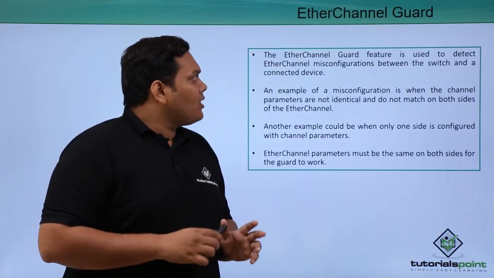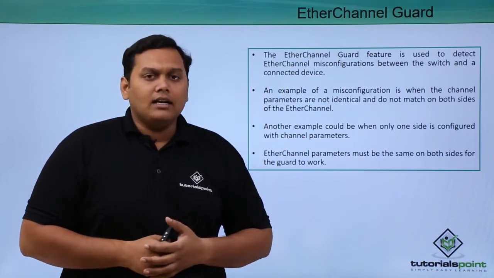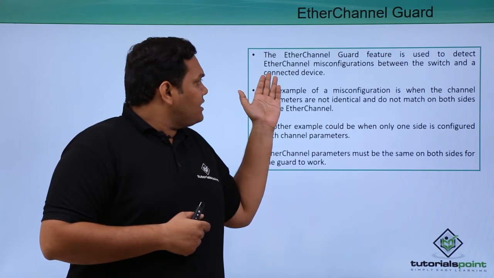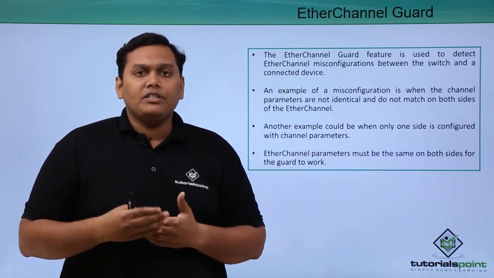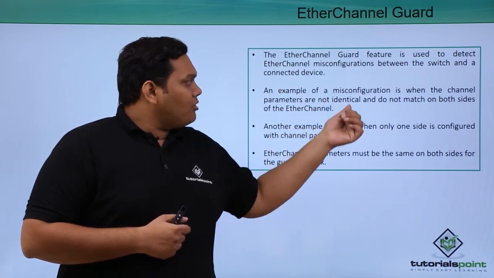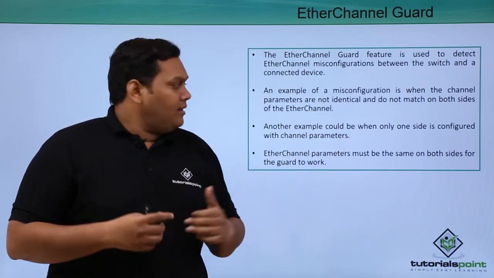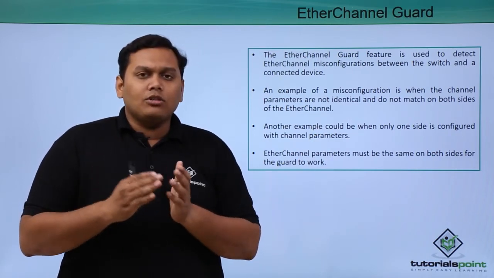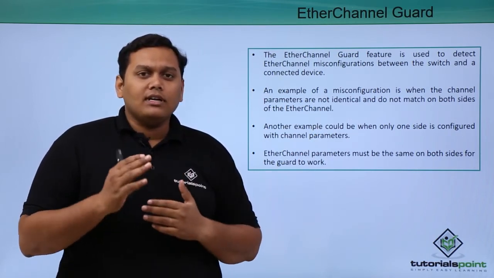Coming to the next one, the Ethernet channel guard. This feature is used to detect Ethernet misconfiguration between the switches and the connected devices. An example of a misconfiguration is when the channel parameters are not identical and do not match on both sides of the switch or network.